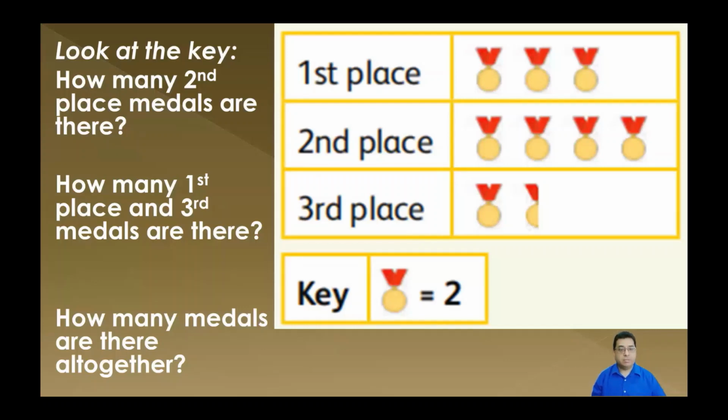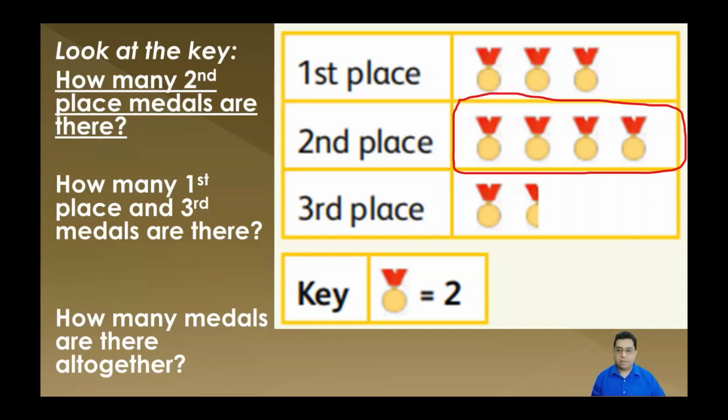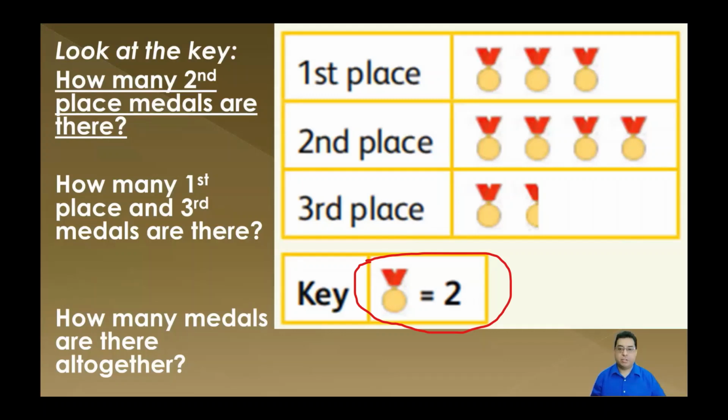Okay, so my first question here is, how many second place medals are there? Well, looking at second place, you can see there are 4 medals here, but you know that each medal represents 2 winners. So how many second place medals are there? The answer is 8.